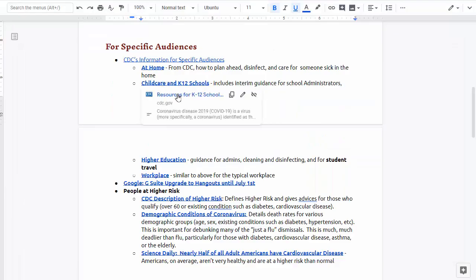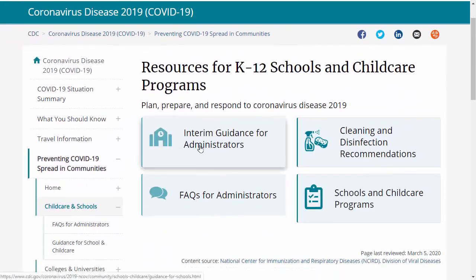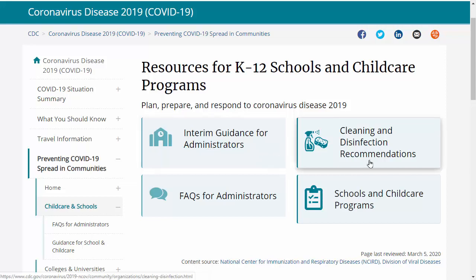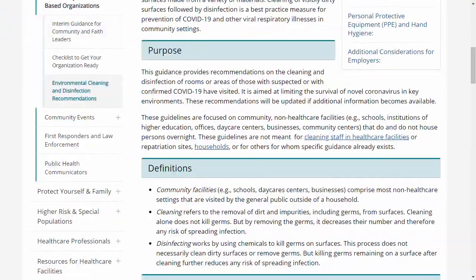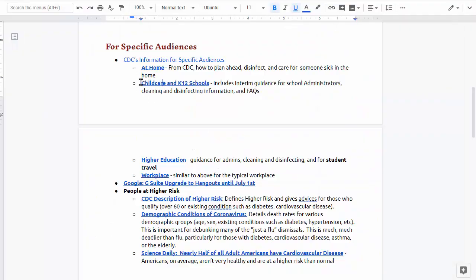There's some information on childcare and schools, specifically with some information on guidance for administrators of school systems and what they should be doing, how to clean and disinfect, and recommendations for the classroom. So these are really important for our K-12 folks, a lot of our audience, to look at. Higher education also has similar advisories here from the CDC and the workplace as well.